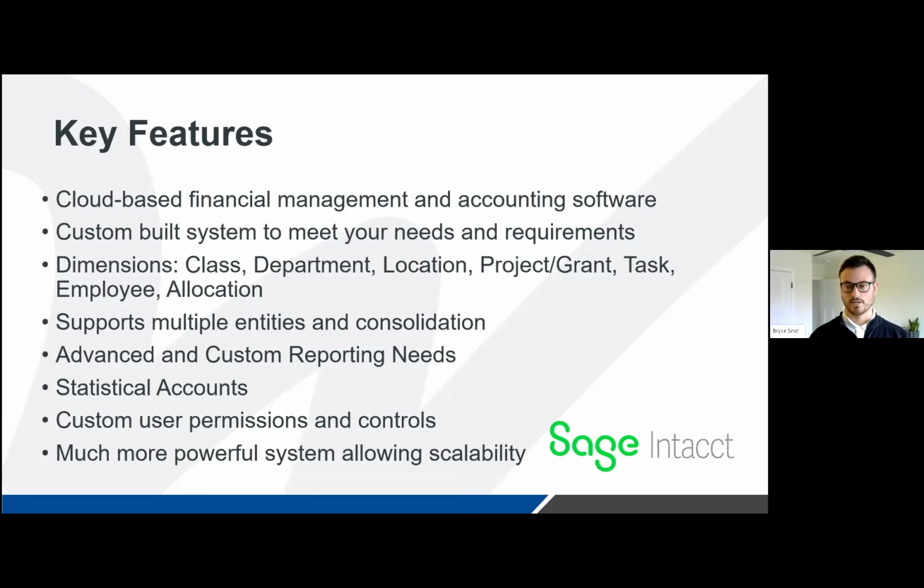The last dimension noted is allocation, and they have something called transaction allocations, which allows you to pretty much have the system automatically allocate your expenses and revenue to different dimensions for you. You simply code that transaction with one line to the allocation and let Sage Intacct do the rest in the background. This is a huge asset for nonprofit organizations that makes data entry much more efficient and accurate.